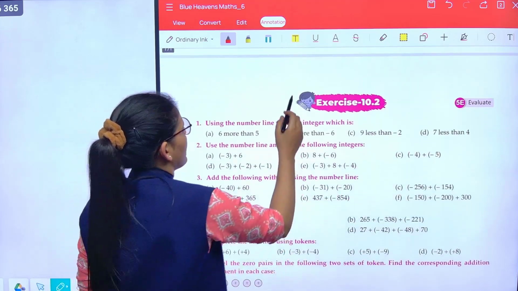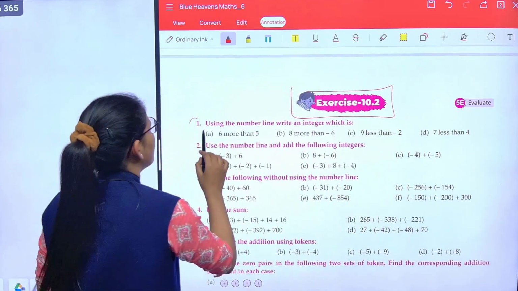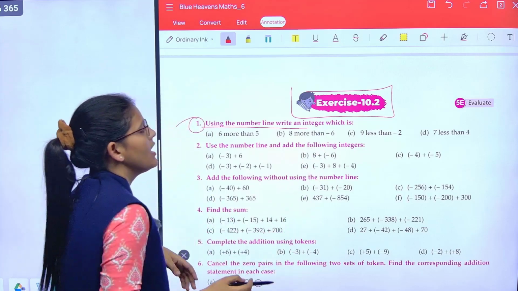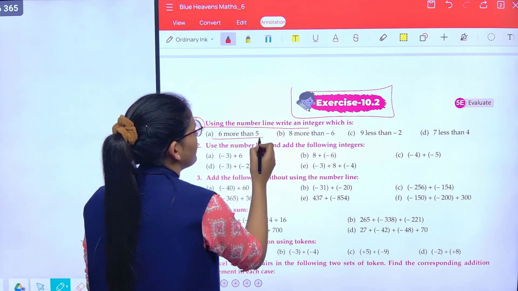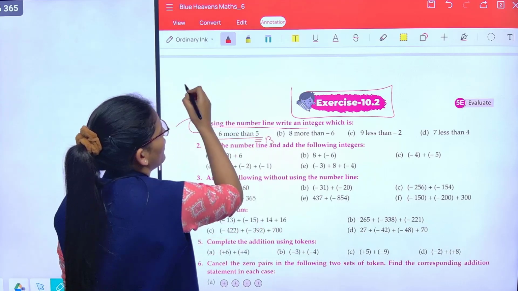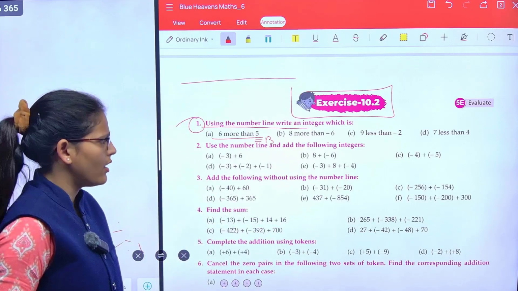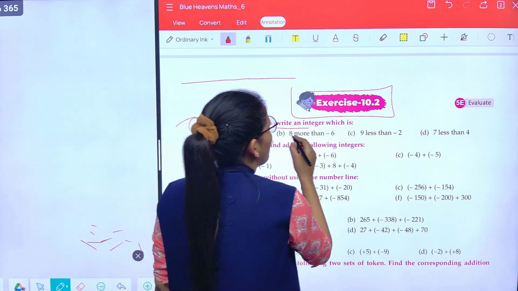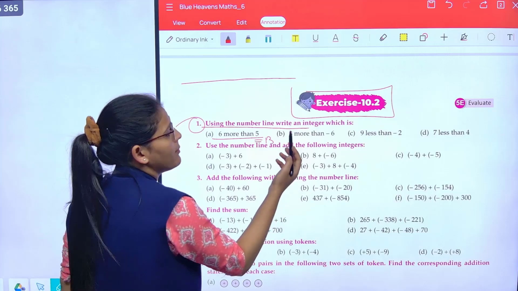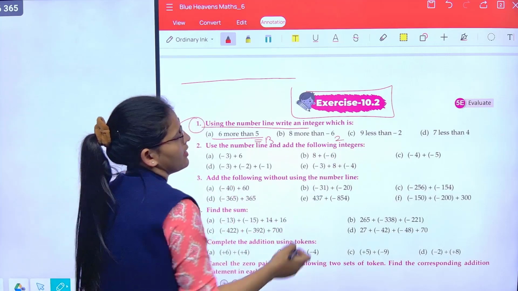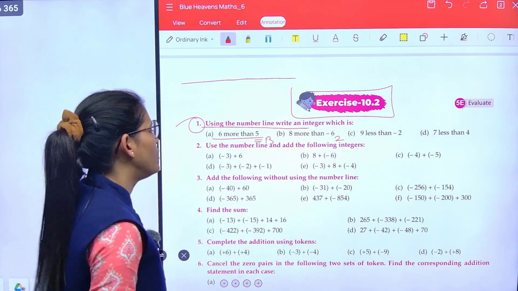Now come on to exercise 10.2, question number 1. Using the number line, write an integer which is 6 more than 5, class, it is 11. You can draw a number line and you can check also. 8 more than minus 6. Yes class, 8 more than minus 6, that is 2, class. Now class, the rest of the parts do yourself.